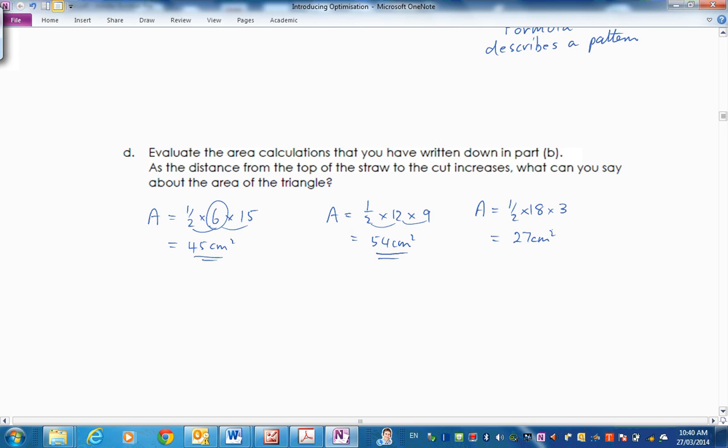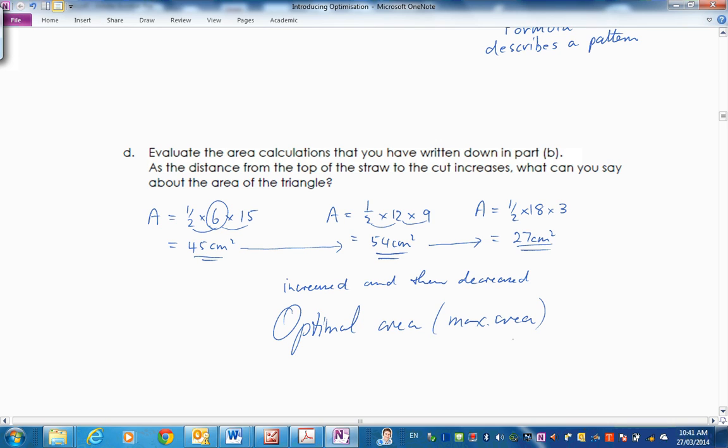Ooh, what can you say about the area? Okay, can you say something? Well, first of all, it increased and then decreased, didn't it? Okay, so we took off 6 centimetres, then more went to 45, and then if we went to 18, it went down again. So it increased in area and then decreased. So what do you reckon they're going to ask us next? Let's see if we can guess. What's the optimal solution? Optimal area, or maximum area, if you like. I reckon that's what they're going to do.